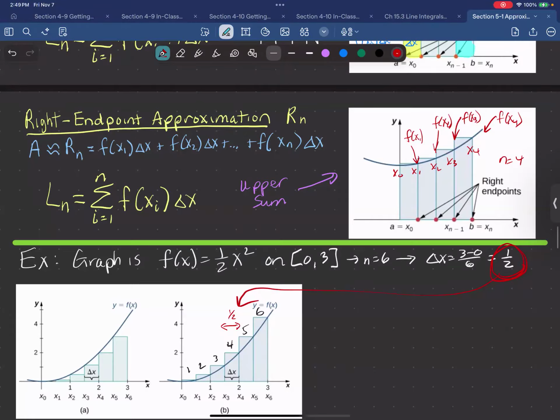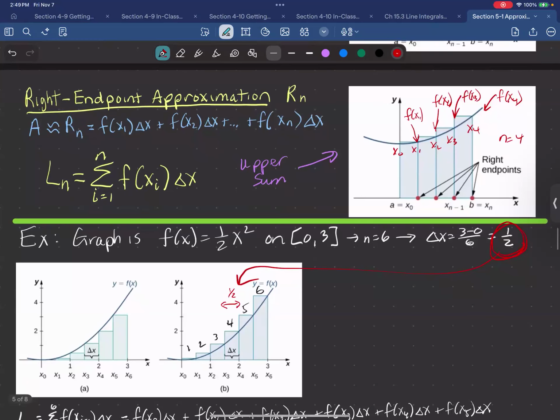Okay. Notice you can see how this is a lower estimate over here. This is below and this is above. So sometimes we include too much or too little.